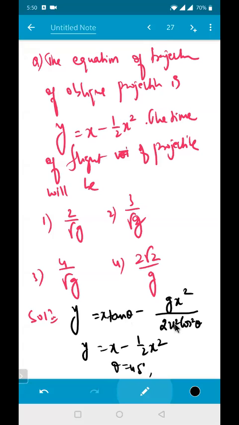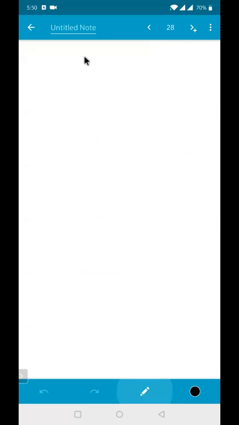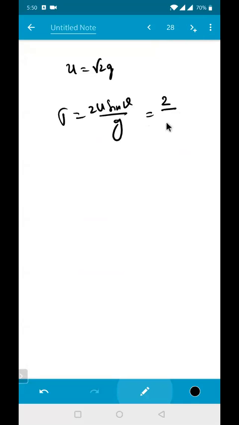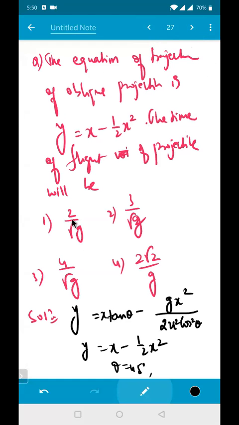And what will be the u value? So u square is equal to root 2 into g, so u is equal to root 2 into g from the given formula. The time of flight formula is t equal to 2u into sine theta divided by g. That will become 2 by root g, which is the answer. So the option is 2 by root g. This will be your answer. Okay, sure.